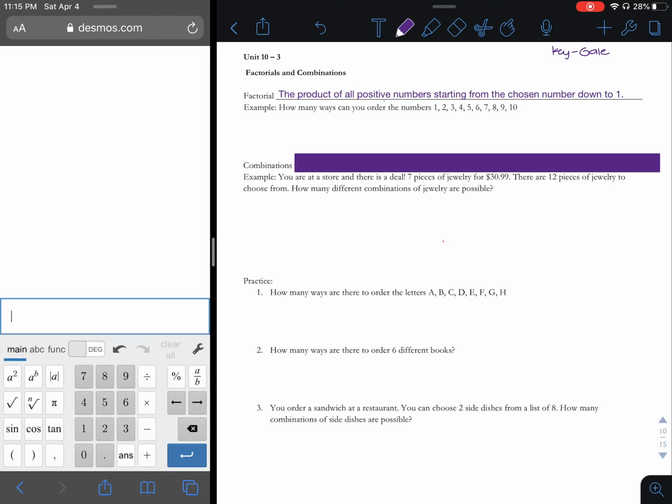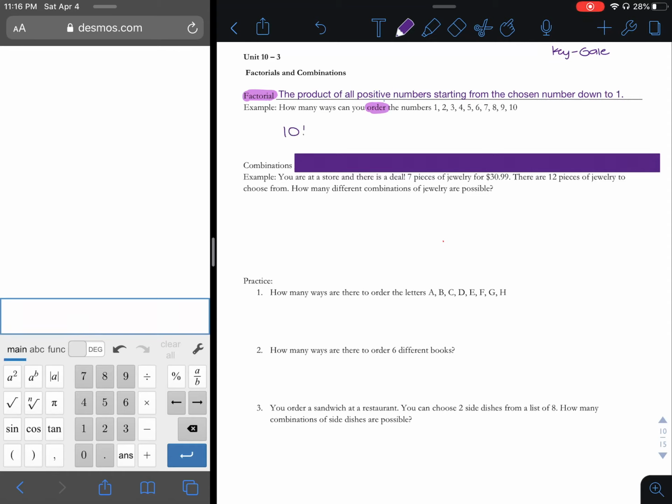So for my example, how many ways can you order the numbers 1, 2, 3, 4, 5, 6, 7, 8, 9, and 10? Okay, so when I'm talking about factorial, one thing to keep in mind is I am talking about order. This is how many ways can I order something. So in this case, my keyword would be order, or something that deals with how many ways can I order something. Because I have 10 options here, this would be 10 factorial.